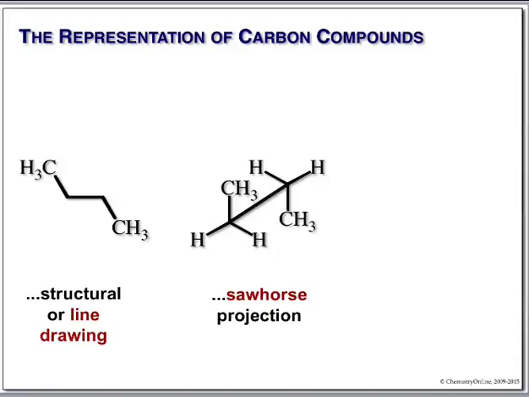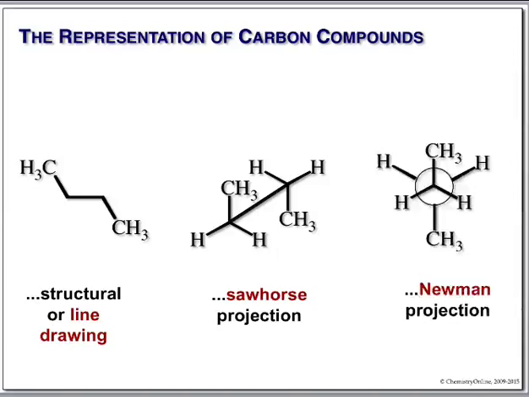This is called a sawhorse projection. It gets its name because I guess you can imagine it as a sawhorse if you rotate. Remember, you could rotate around these things. So this is a sawhorse projection. Why would you do this? Because we will see that in lots of instances, the arrangement of the carbon atoms and the hydrogens and whatever in the molecule are important in reactivity. This allows you to look at this bond and look at the orientation of all these groups more clearly.